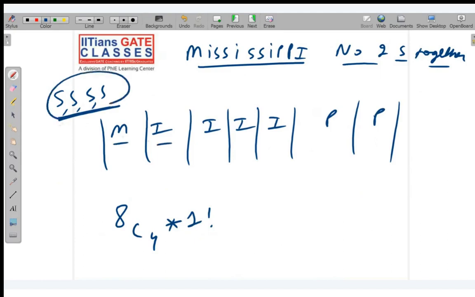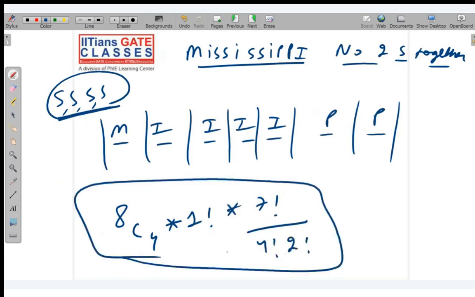Now my focus will no longer remain on S. My focus will be here. I have to arrange the other letters also. How many are there? 1 2 3 4 5 6 7. So multiplied by 7 factorial, divided by 4 factorial and 2 factorial, because I is repeated 4 times and P is repeated 2 times. So this is my final answer: 8C4 into 1 factorial into 7 factorial divided by 4 factorial, 2 factorial.